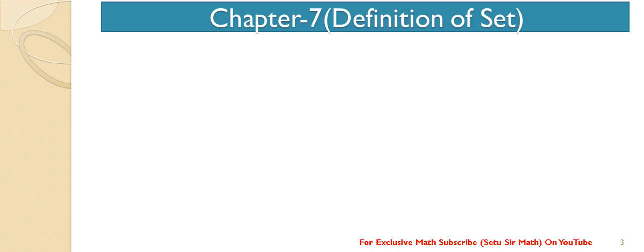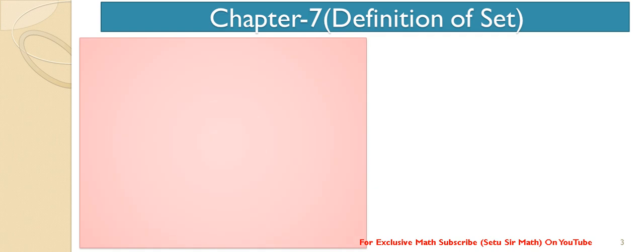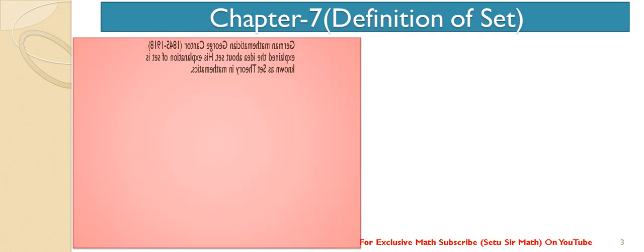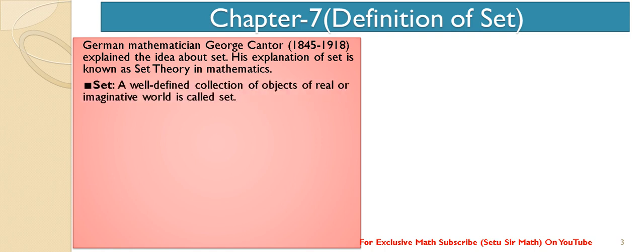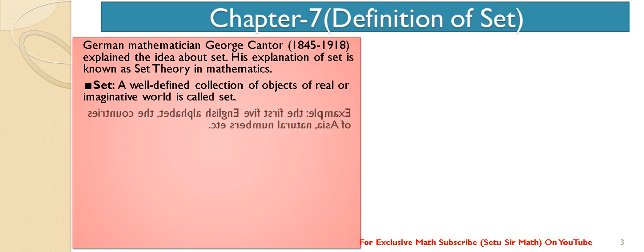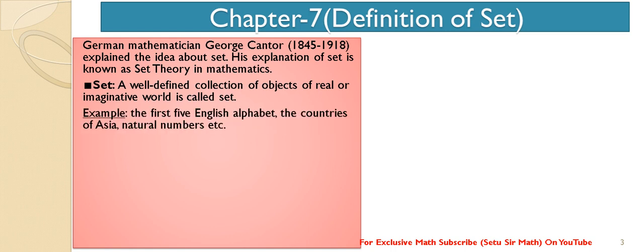Chapter 7, definition of set. German mathematician George Cantor, 1845 to 1918, explained the idea about set. His explanation of set is known as set theory in mathematics. Set, a well-defined collection of objects of real or imaginative world, is called set. Example, the first 5 English alphabet, the countries of Asia, natural numbers, etc.